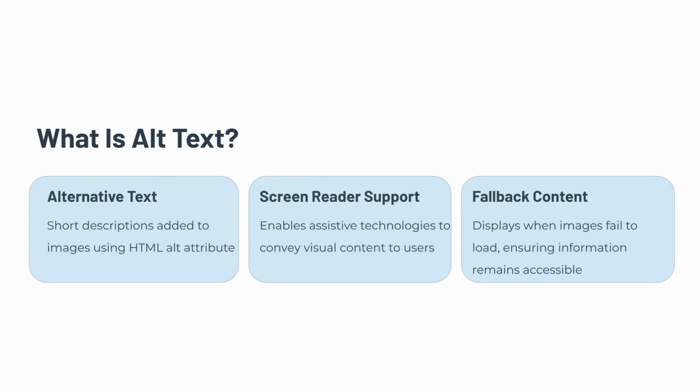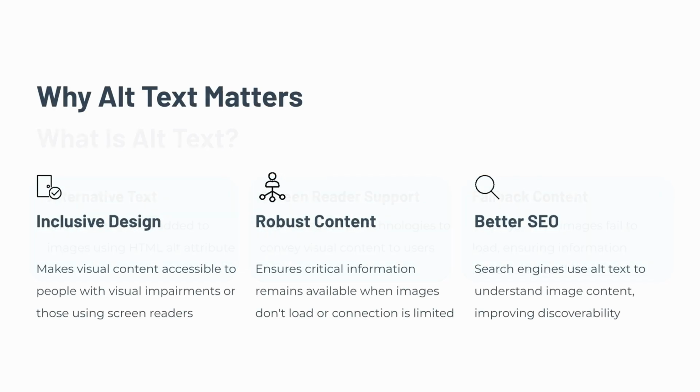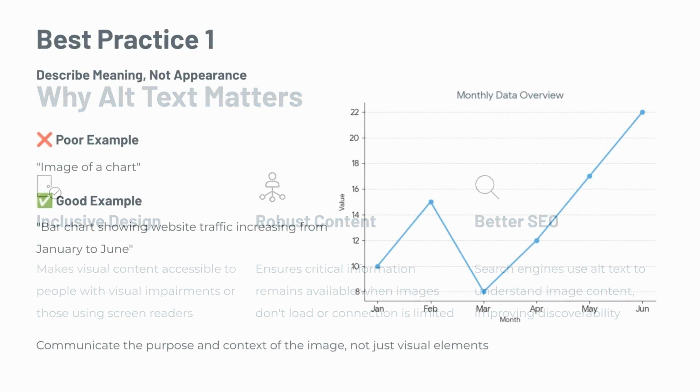Alt text, or alternative text, is a short description added to an image using the HTML alt attribute. This text helps screen readers describe images to users who cannot see them. It also appears when an image fails to load, ensuring that important information is still communicated. In simple terms, alt text makes sure that images do not become a barrier for people who rely on assistive technologies. Now, let's look at some best practices for writing good alt text.